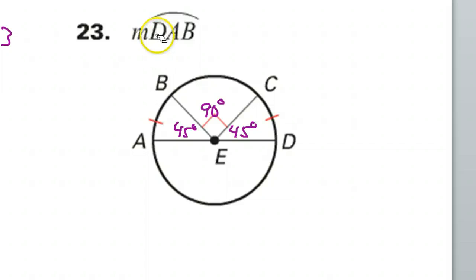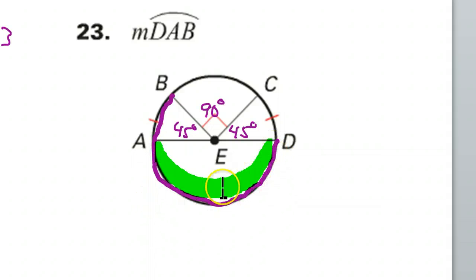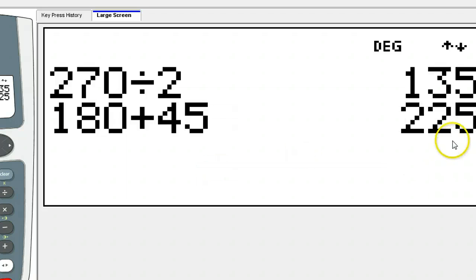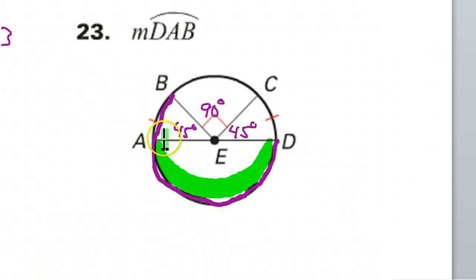Okay, so they want the measure of arc DAB. Okay, DAB is like this. DAB. Alright, well, again, this part is a semicircle. So that's 180 degrees. So we're talking 180 degrees plus an extra 45. That is 225 degrees.